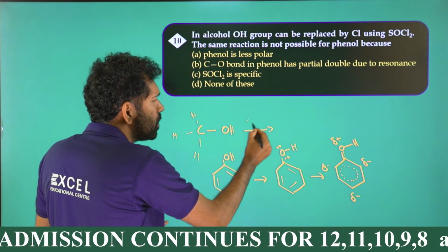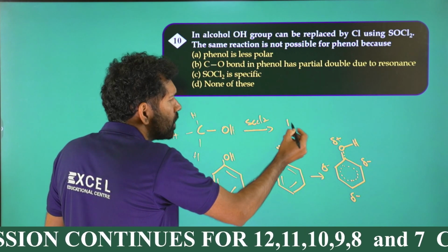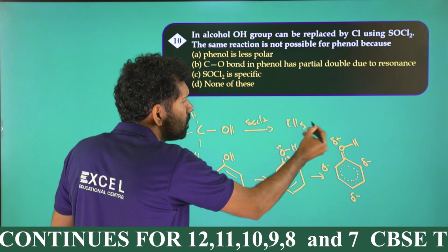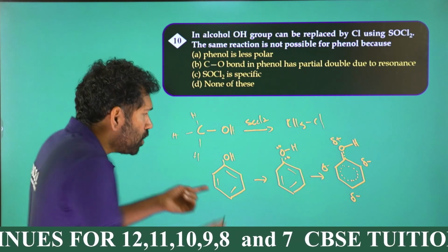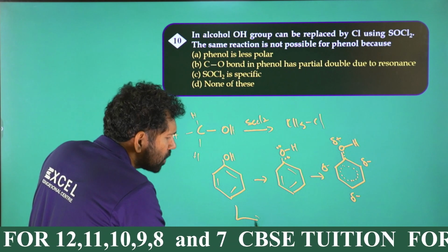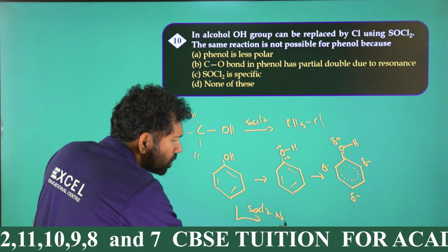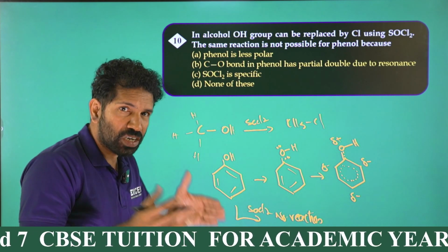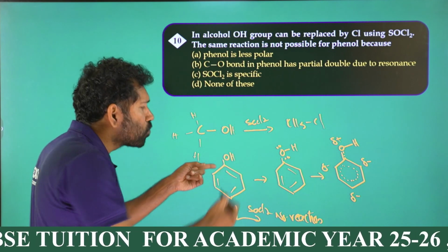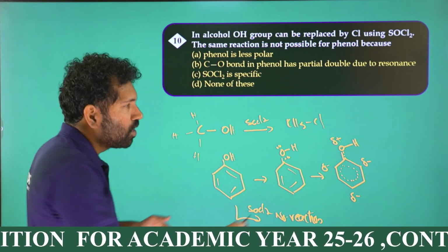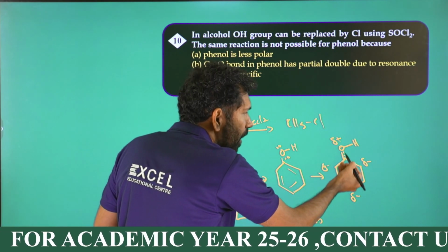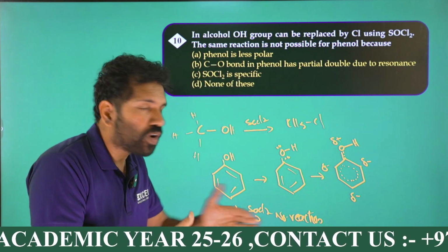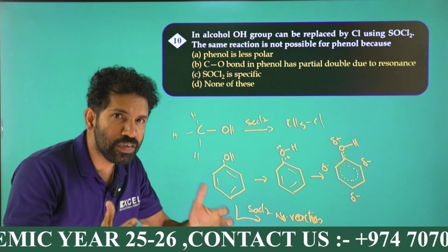For example, if I am treating this one with SOCl2, you will get the corresponding compound CH3Cl easily. But if I'm reacting this one with SOCl2, there will be no reaction under normal condition. The reason is that the OH group cannot undergo substitution. The bond is so strong and short because of what? Partial double bond arising due to resonance.